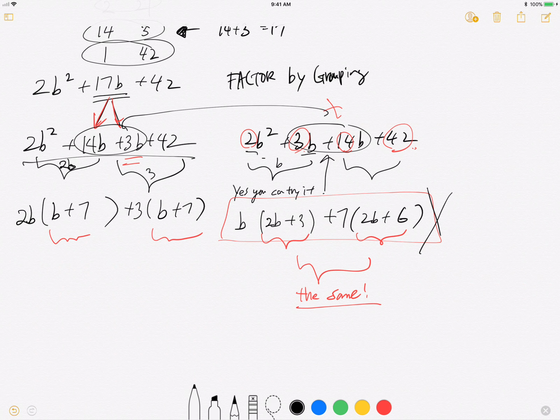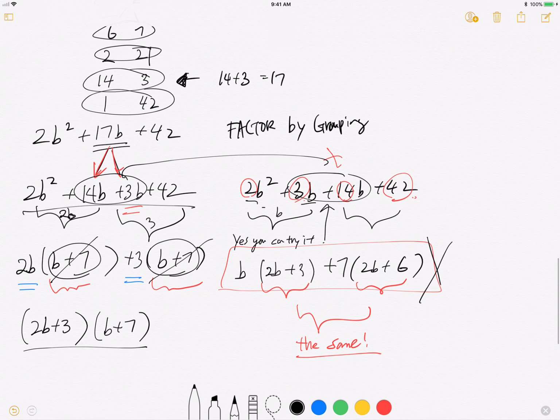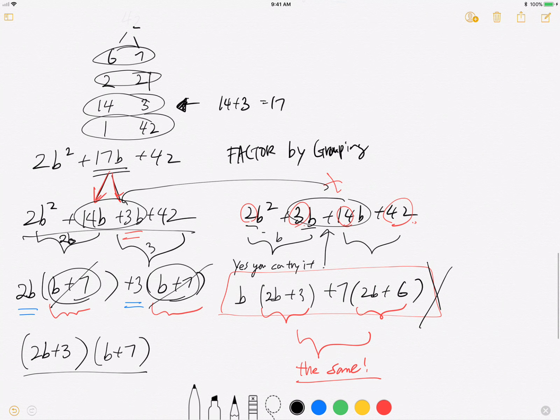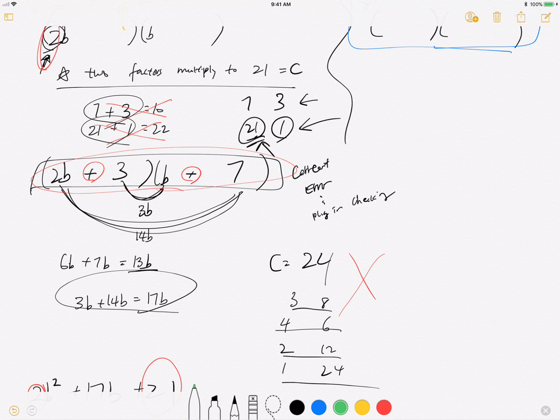Because if I factor the b plus 7 out from here and here and here, what's left is this 2b plus 3. So I'm going to put that in one parenthesis and the other one in the other parenthesis. And that's how I factor using the AC method. And 2b plus 3 times b plus 7 should be the same as the one we had way up here, right? When we're just doing guessing and checking with those two parentheses.